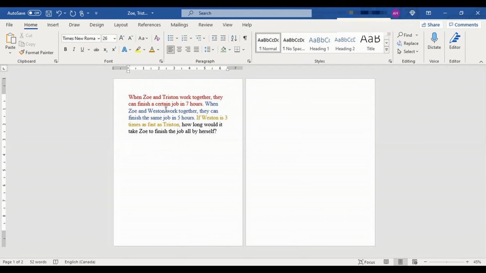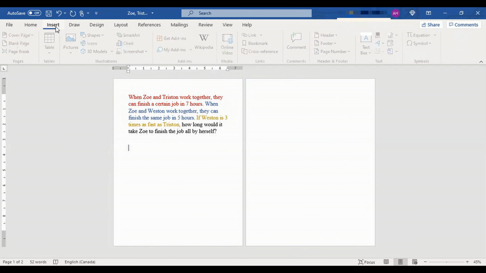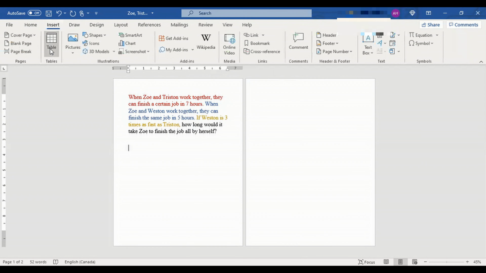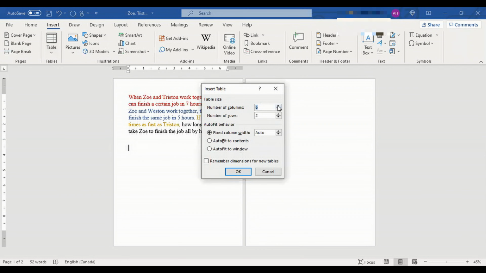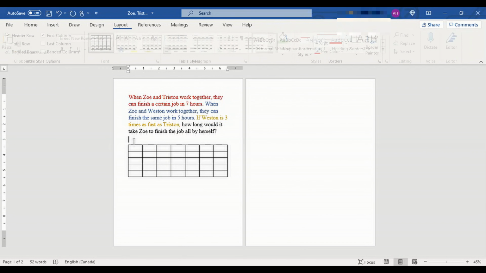There. Now to do this question, we see that Zoe and Triston can finish the certain job in 7 hours, and Zoe and Weston can finish it in 5 hours. So to do this, I'm going to make a 5 by 7 table, so we can split it into fifths and sevenths. There.